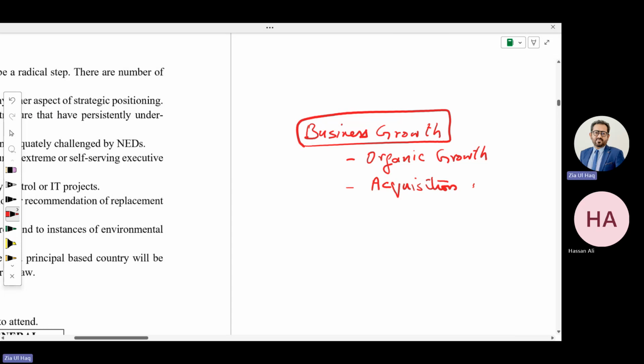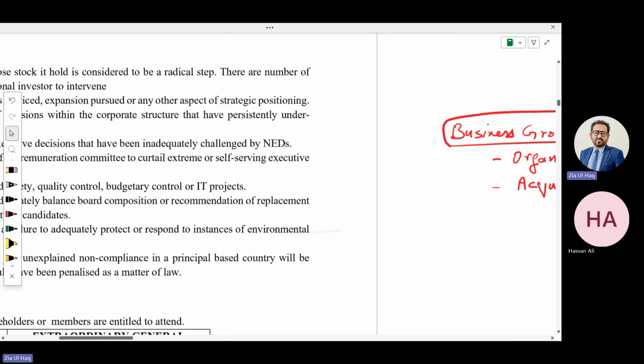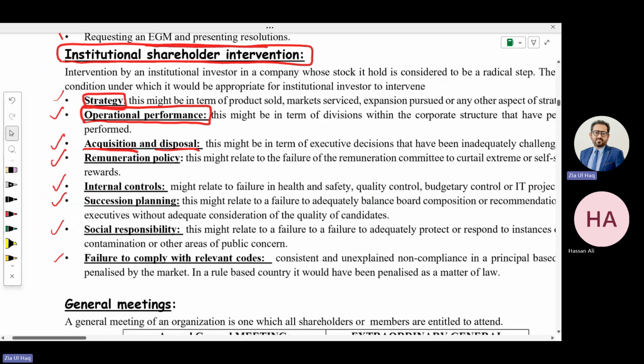So if a business is growing through acquisition, institutional investors intervene. Why are you growing through acquisition? Why not organic growth? Because acquisition growth is risky. Through organic growth, you can provide more employment opportunities in the economy. Through acquisition, you are not providing any employment opportunities. Employment opportunities will be the same. Maybe you will make some employees redundant in future.